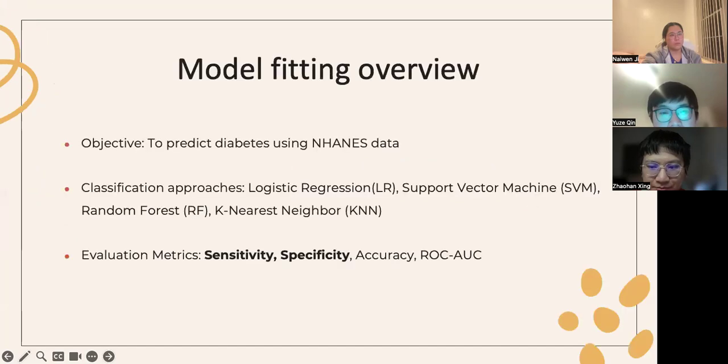So let's move on to model fitting. This is the overview. Our objective is to predict diabetes using enhanced data with four classification methods: LR, SVM, RF, and KNN. Our evaluation metrics include sensitivity, specificity, accuracy, ROC, and AUC.